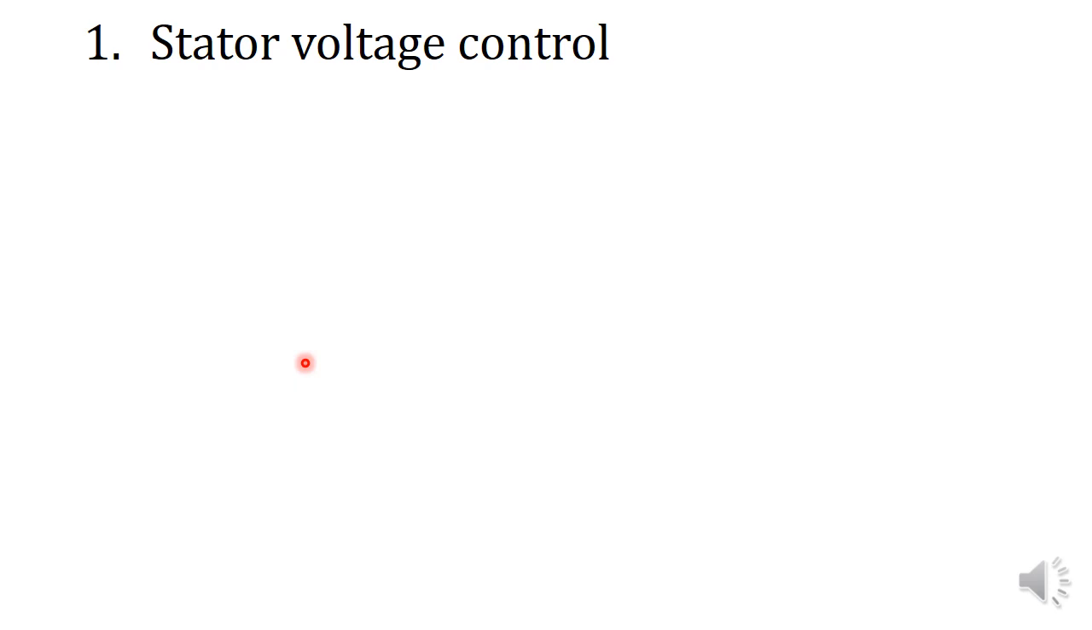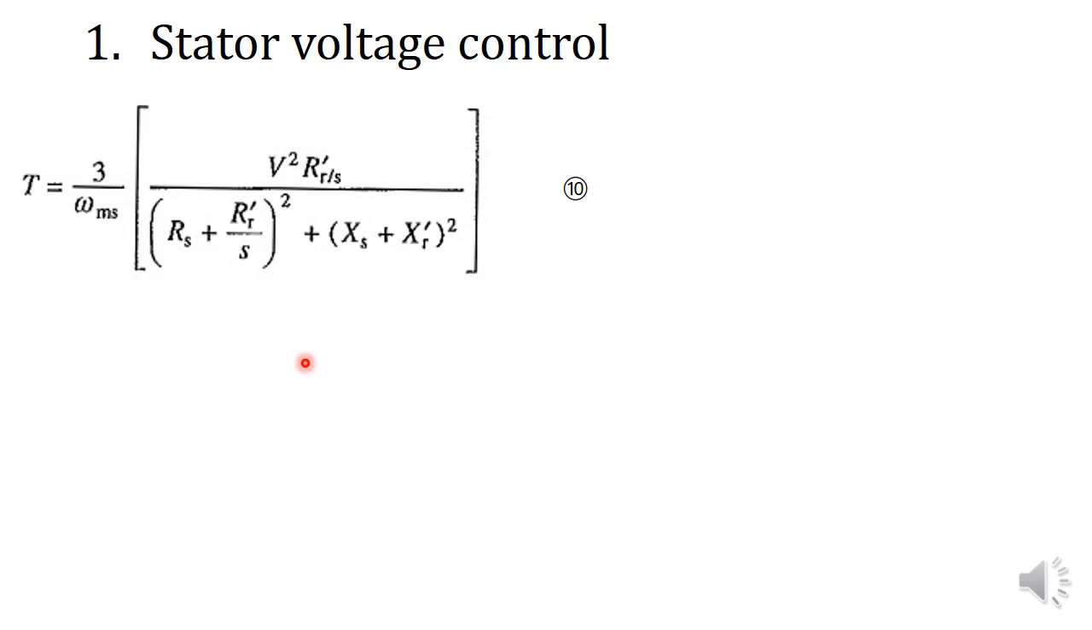First of all, let's look into the torque equation that we have already discussed in lecture 1. This was equation number 10 in lecture 1, that is torque is equal to 3 by omega ms into V square into r dash by s divided by the impedance. Here we can see that for a particular value of slip, that means for a particular value of speed, the torque is proportional to square of the stator voltage.